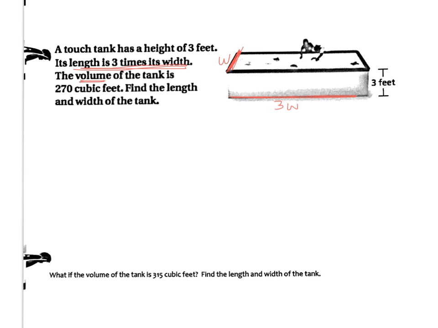Okay, we're looking for volume. Volume is length times width times height. So here we go. Length is 3W, so we'll replace length with 3W. Width in our problem is just W, so we'll keep that one W. And height is 3 feet, so instead of H, we'll replace that with a 3. And that's going to equal the volume, and they tell us the volume is 270. So we will replace V with 270.